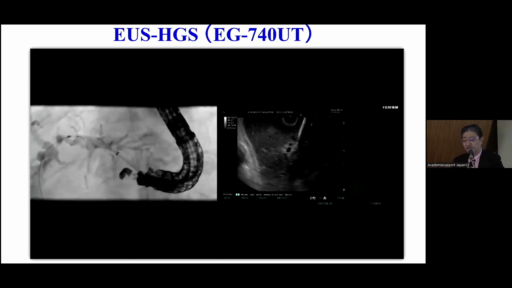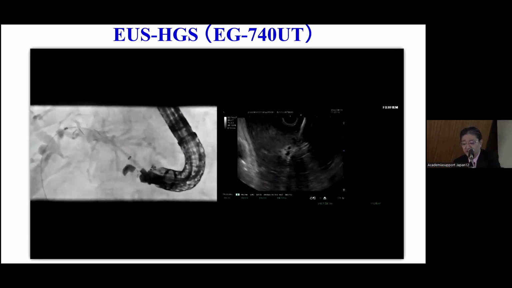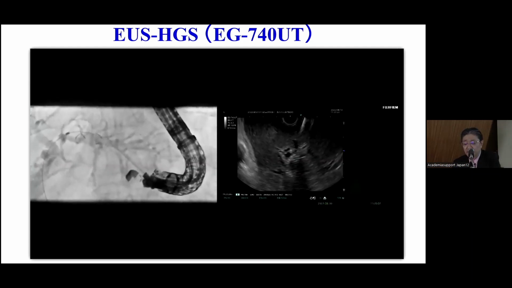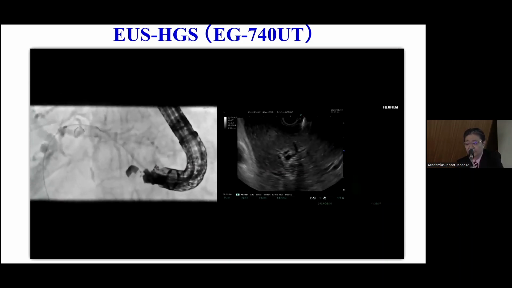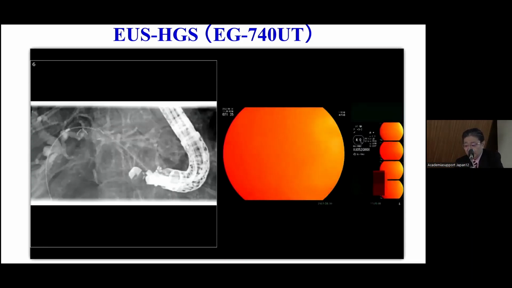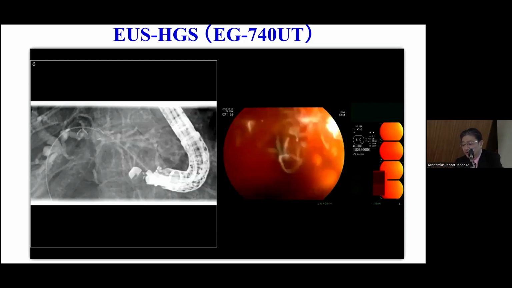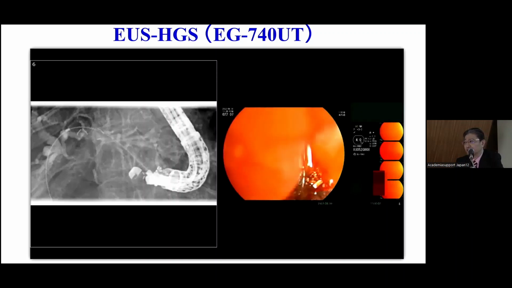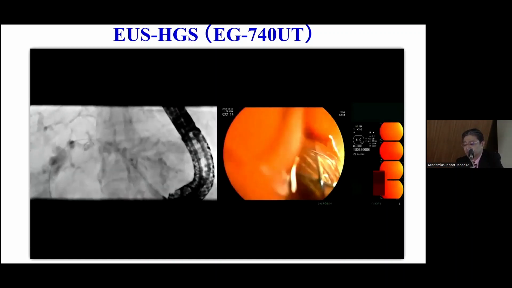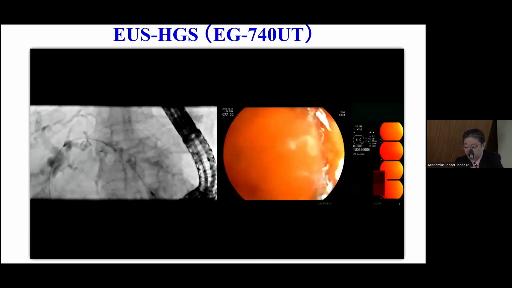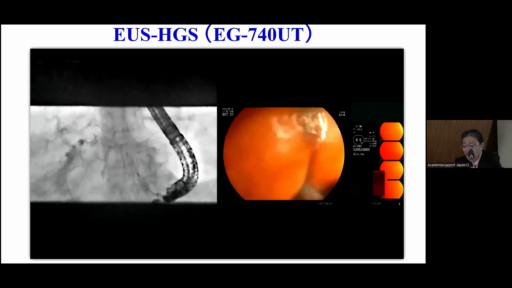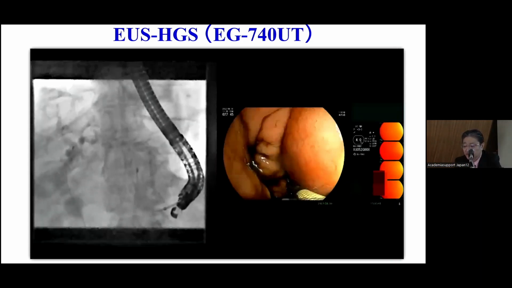Now we are deploying a partially covered metal stent, with the uncovered portion located in the bile duct and liver parenchyma, and the fully covered portion in the stomach, to avoid leakage of bile juice or gastric contents. It has recently increased rapidly, especially in Japan, because this is covered by government insurance, and this equipment is also covered by insurance, so we can get reimbursement. Okay, this is the hepaticogastrostomy procedure.